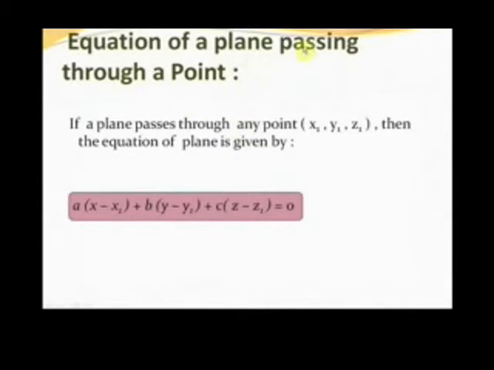Now the equation of a plane passing through a point. If we have to find the equation of a plane passing through a given point, let us say that the plane passes through the point (x1, y1, z1). Then the equation of this plane is given by a(x - x1) + b(y - y1) + c(z - z1) = 0. Any plane which passes through the point (x1, y1, z1) is given by a(x - x1) + b(y - y1) + c(z - z1) = 0.